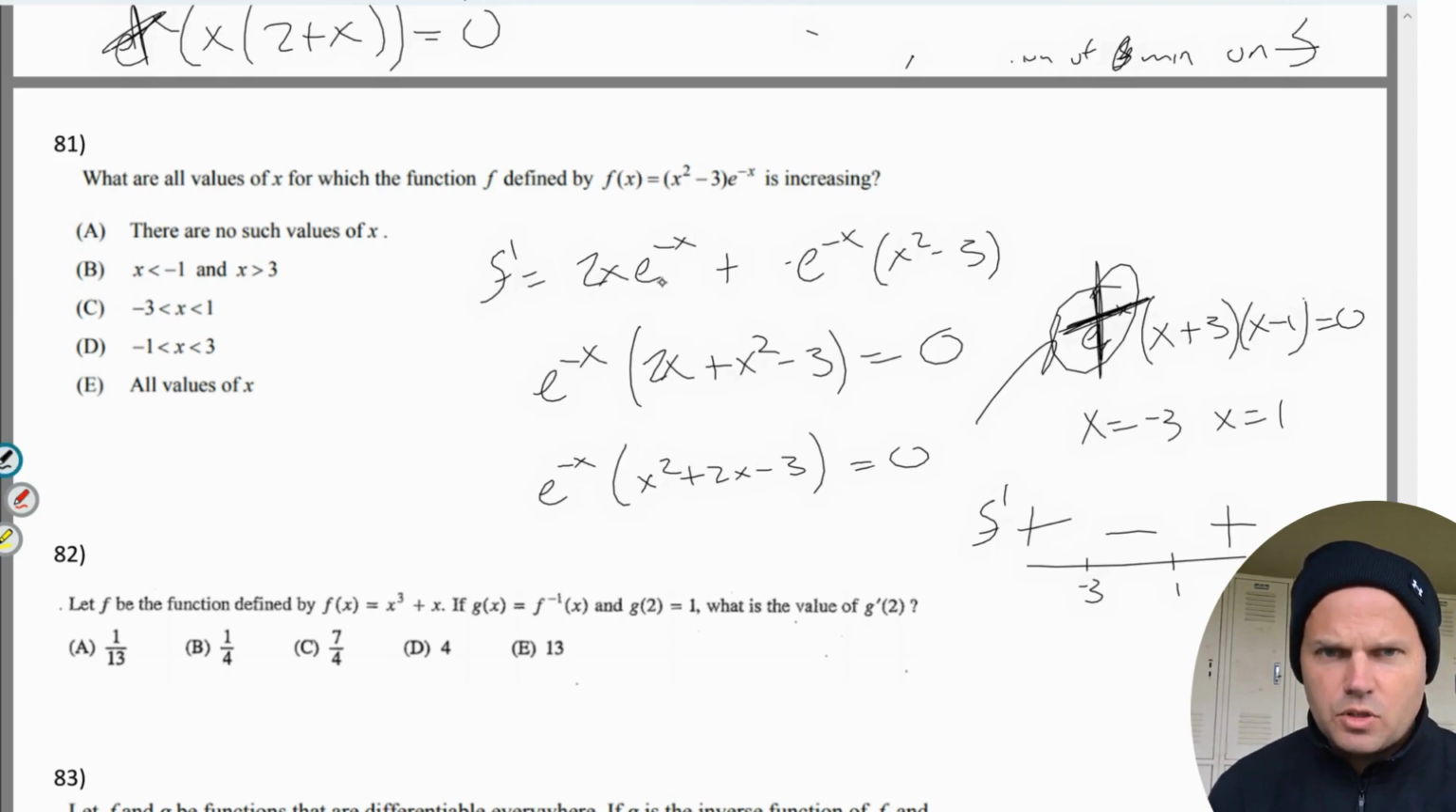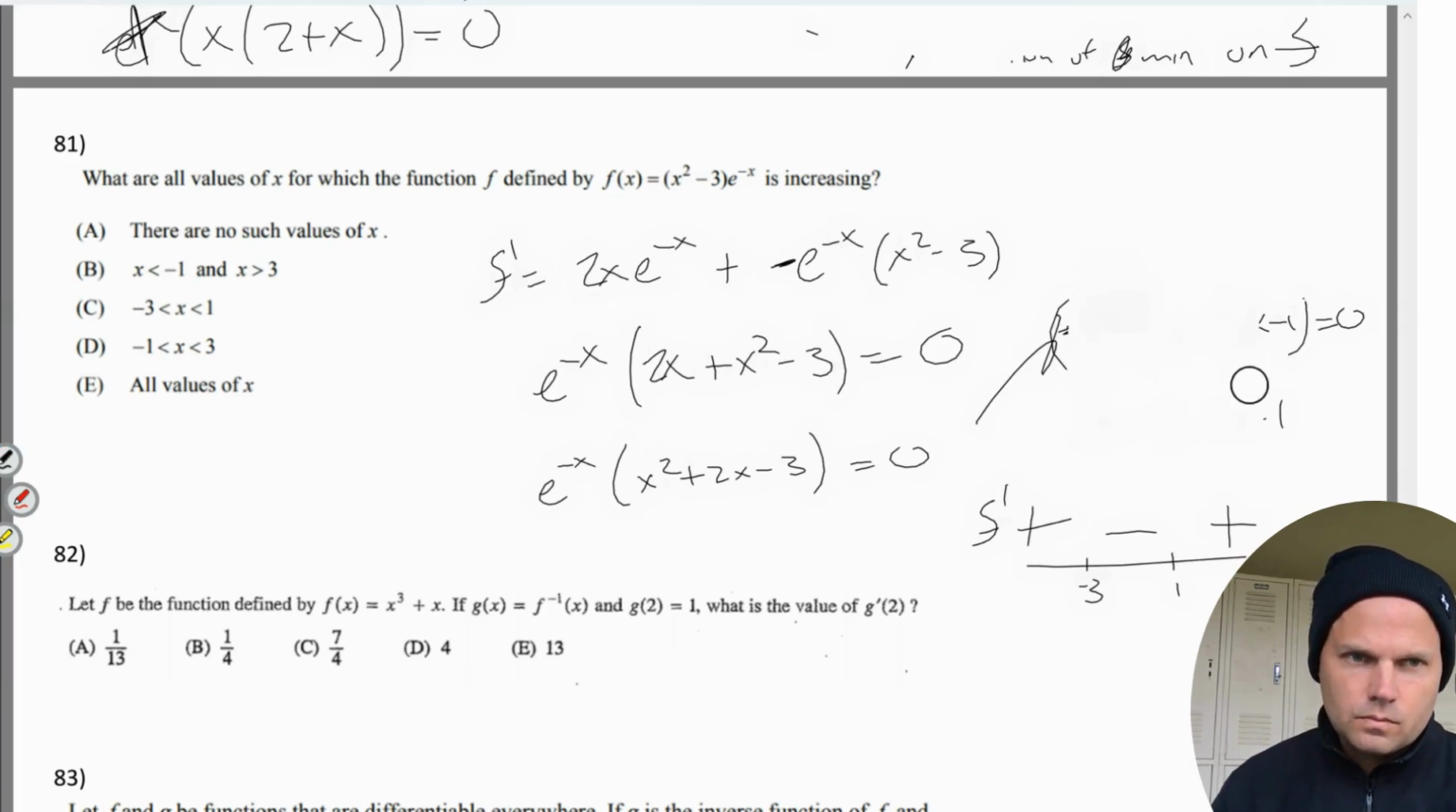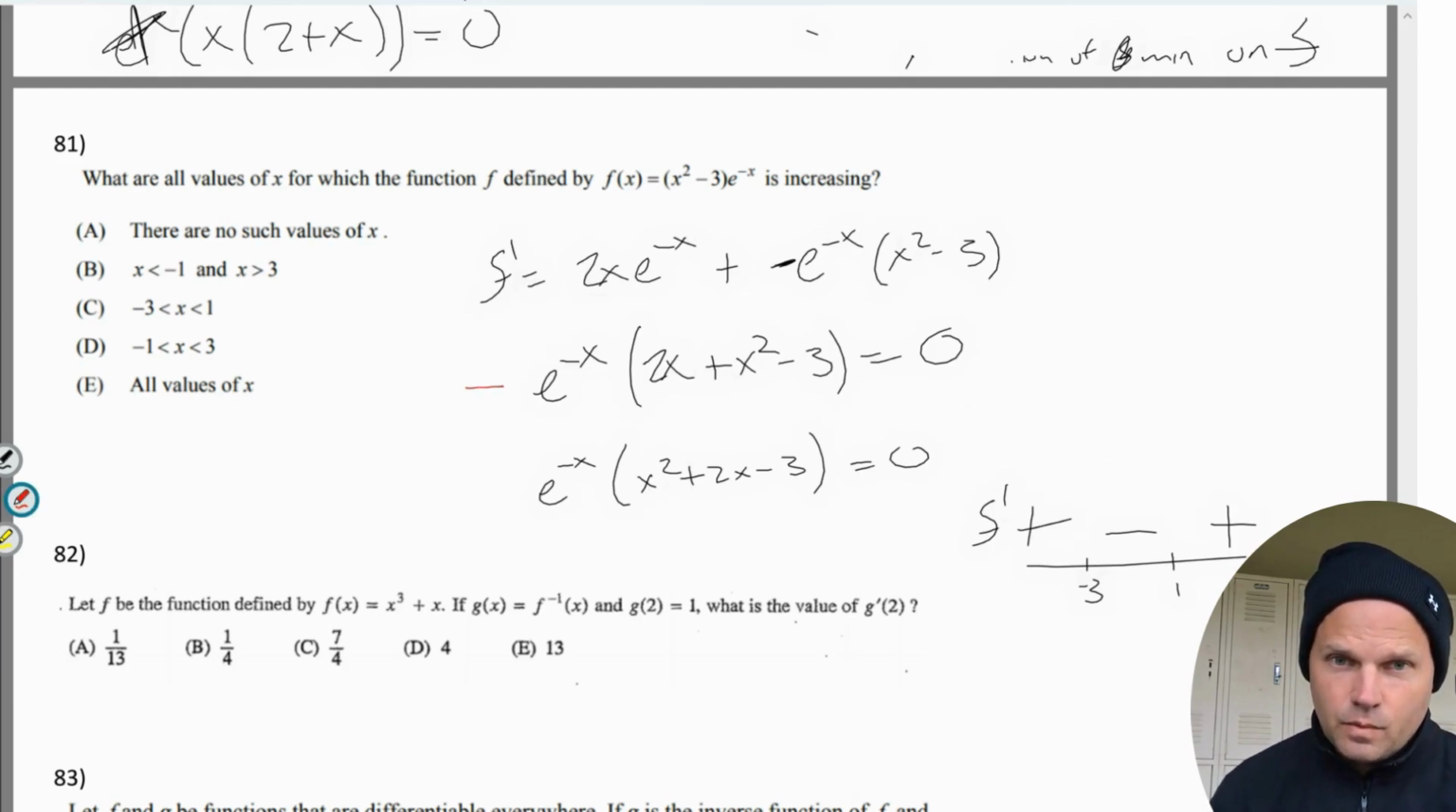Slopes of the first times the second plus, oh, there's a negative thing there. Shoot! I'm going to factor out a negative, which makes this a negative. Keeps these as positives.